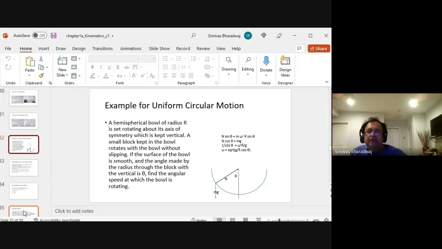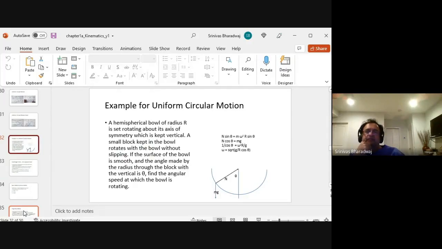This problem, let's look at this one. Example for uniform circular motion. A hemispherical bowl of radius r is set rotating about its axis of symmetry, which is kept vertical. The bowl is rotating. A small block is kept in the bowl and rotates with the bowl without slipping. If the surface of the bowl is smooth and the angle made by the radius through the block is theta, find the angular speed at which the bowl is rotating.